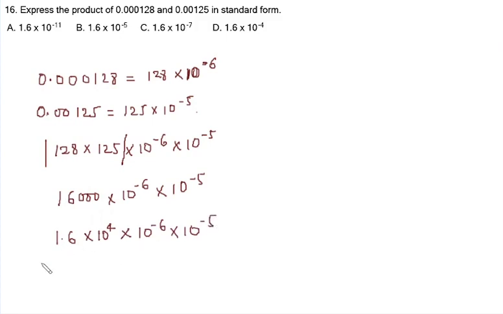So this is still equal to 1.6 times 10. From indices, you have minus 6 minus 5 plus 4. So this is 1.6 times 10 to the power, this is minus 11 plus 4.